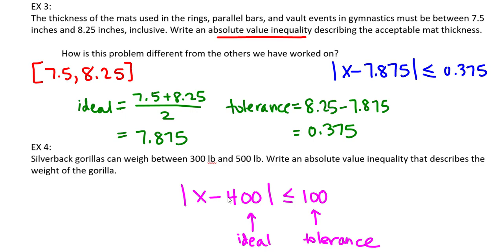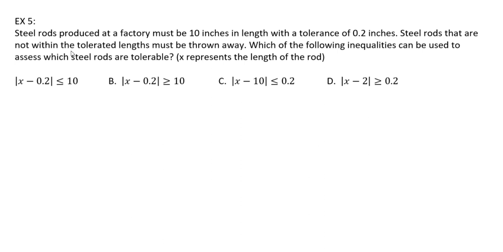So down below, example 5, steel rods produced at a factory should be 10 inches in length, okay? But they can fluctuate up to 2/10 of an inch, okay? So if they're not within that range, you got to throw them out, right? Which of the following inequalities should be used to talk about the steel rod's tolerance? This, by the way, is a great question. It's a good finals question. It really makes me understand whether or not you understood tolerance, right? It's multiple choice. It's perfect. I might just use this one, okay?